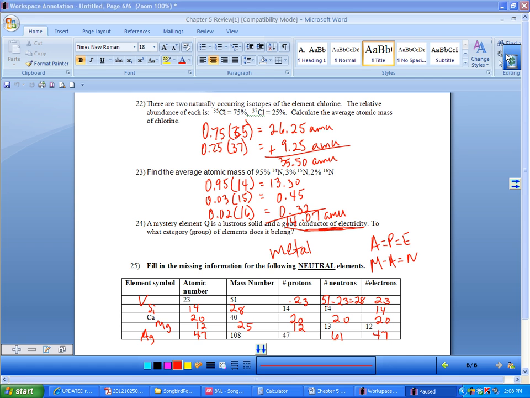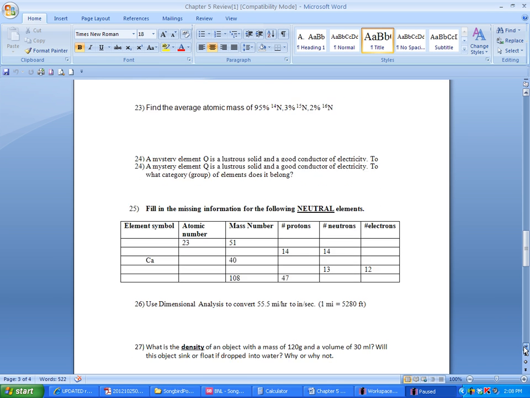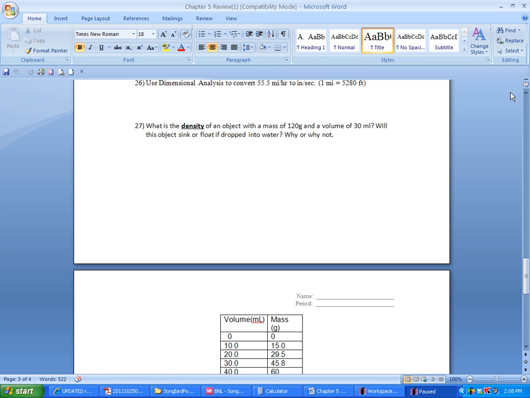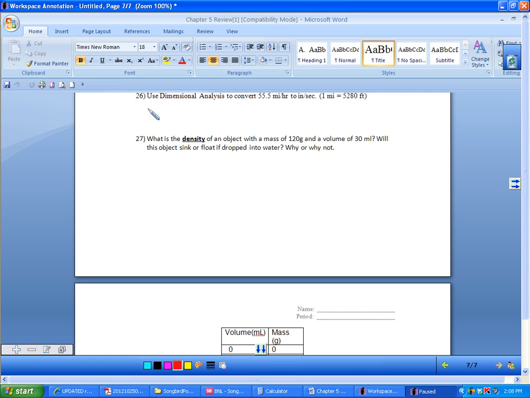All right, so let's move on. Okay, you should have seen these before, and we're just going to keep doing them because it's just a tool we're going to use all year. So 55.5 miles per hour.